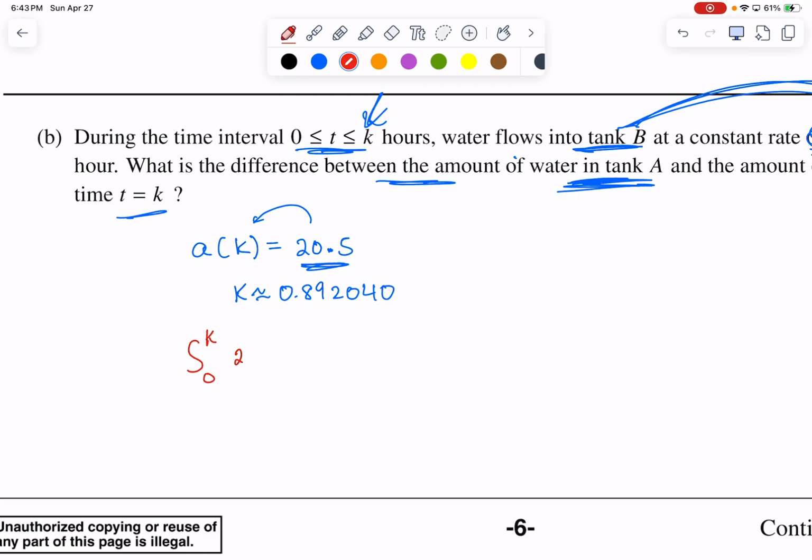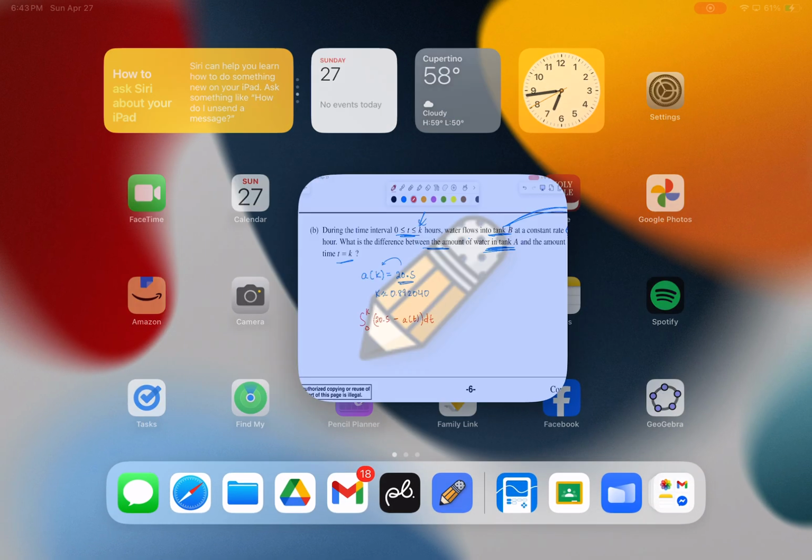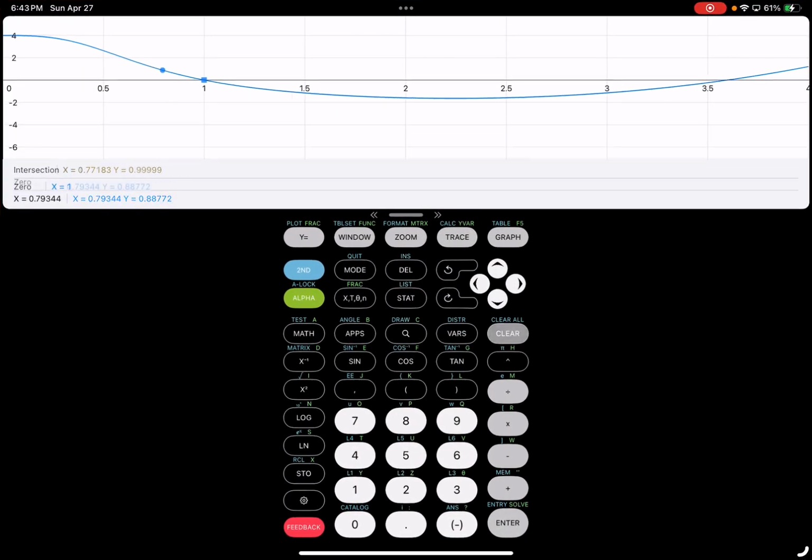All right, 20.5 minus A of T. Now, you technically need all this in parentheses with your dt in the back, or you will lose probably a point without that dt. So I want to calculate the integral from 0 to K of 20.5 minus A of T dt. I'm going to do that on my home screen. So we have everything on the home screen. You're going to go to your calculator, to the home screen.